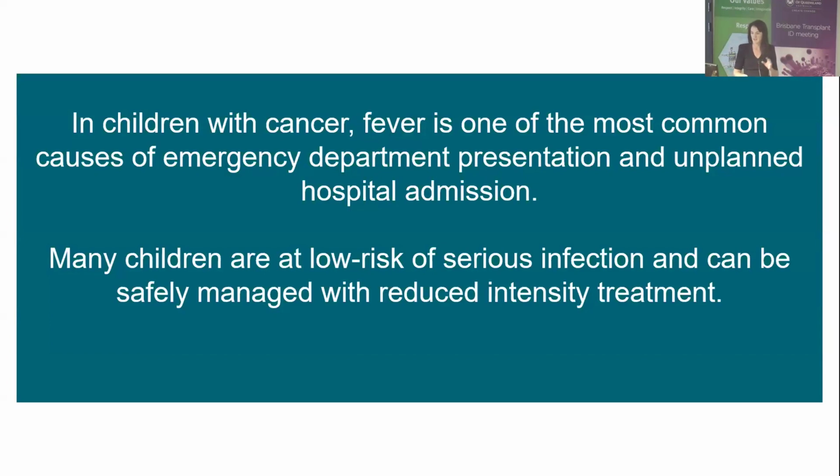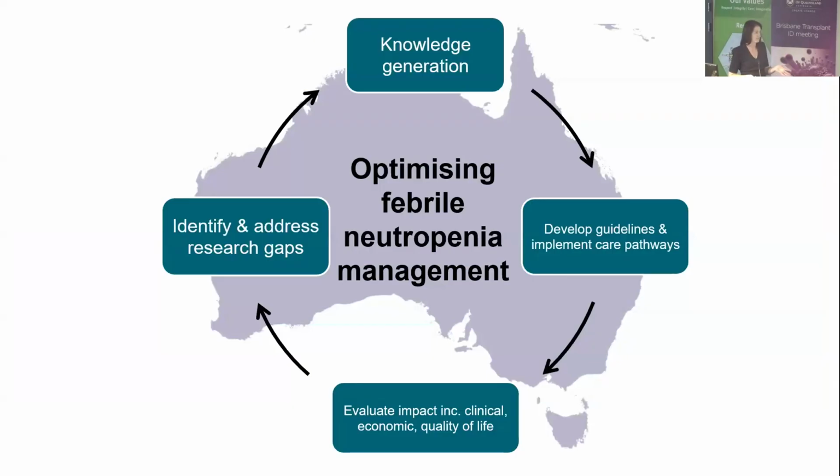When we started this large piece of work, there were international data and guidelines to suggest that risk stratification was important for these patients, that they weren't all at the same risk of severe infection, and many kids were at lower risk of infection and could be safely managed with reduced intensity treatment, oral antibiotics, and home-based care. So for the next 20 minutes or so, I just wanted to take you through the process we have gone through over the last few years to generate these data.